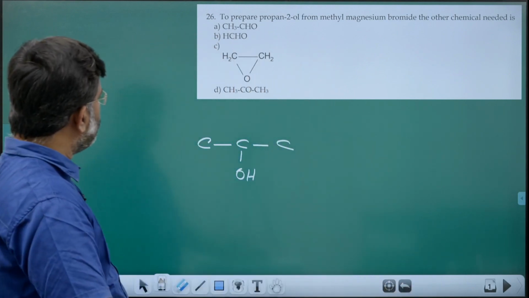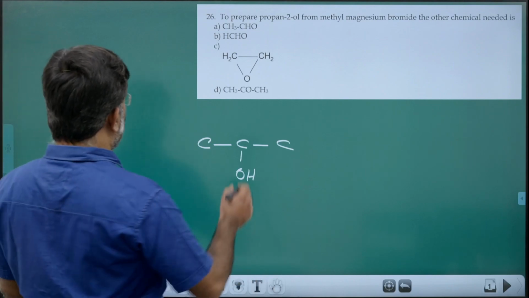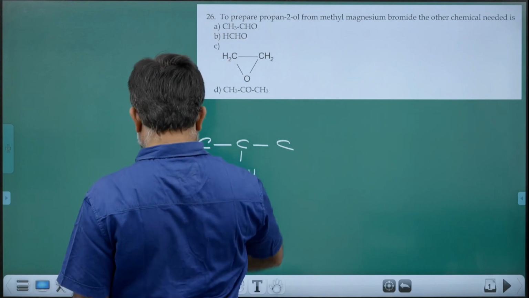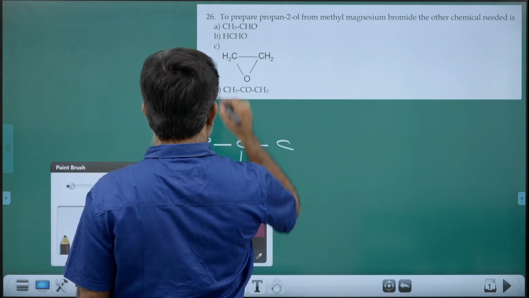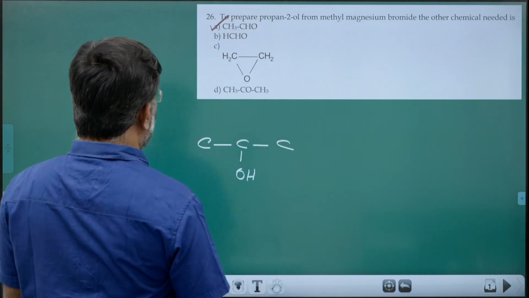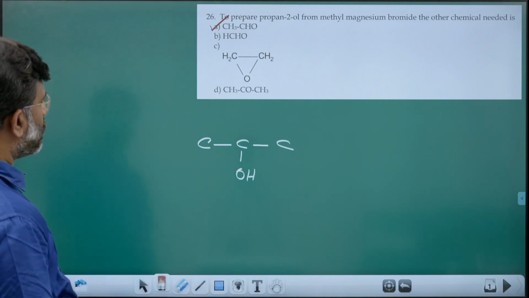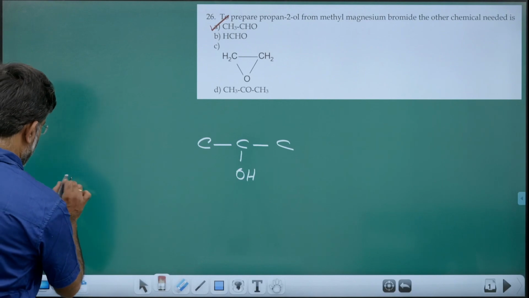You have learnt this, so it can't be option B. You are not getting a secondary alcohol. The answer is option A. Ethanol with methyl magnesium bromide, you will get propan-2-ol. You see this ethanol.